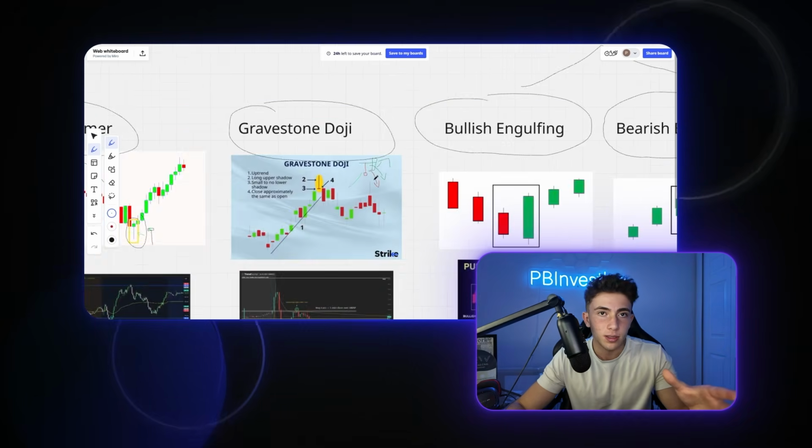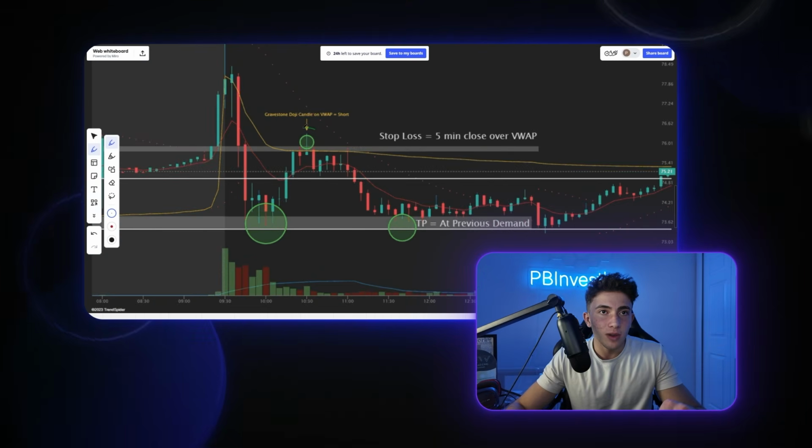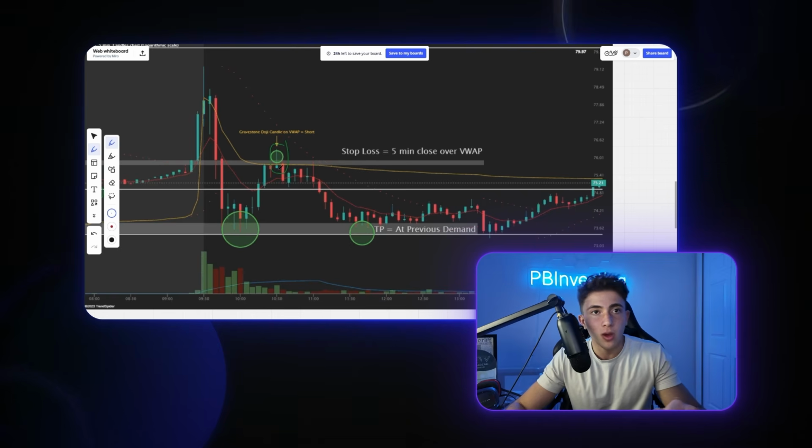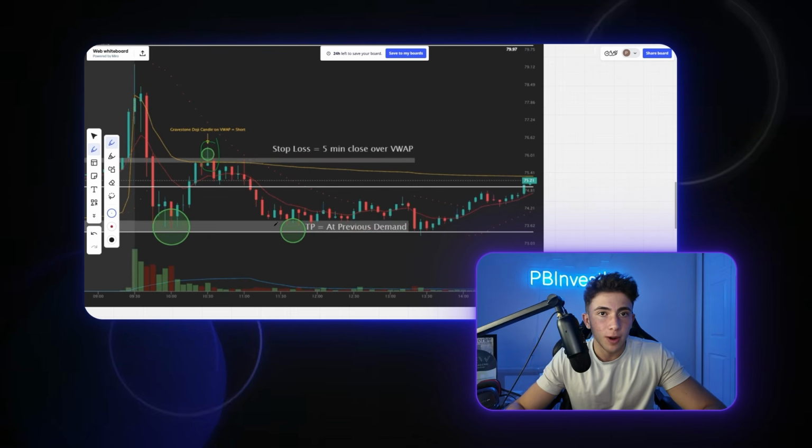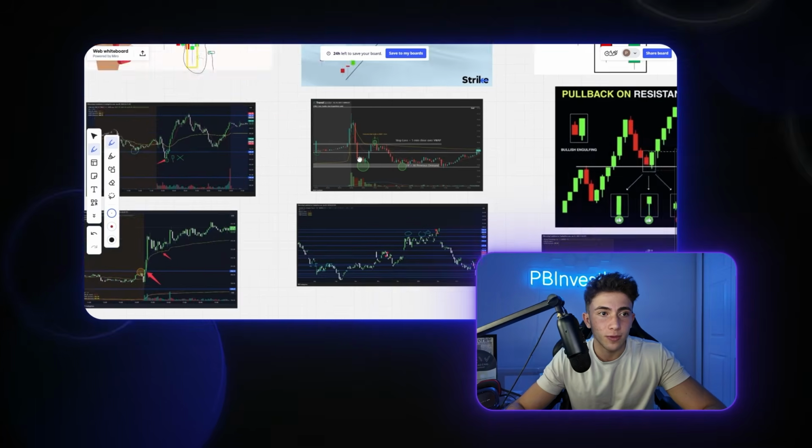I'll look for a retest. And now, as we can see right here, we have a gravestone doji candle on VWAP, right above the pre-market low. What happens? Gravestone doji at VWAP, and then we dump under pre-market low. There's tons of examples of gravestone dojis.